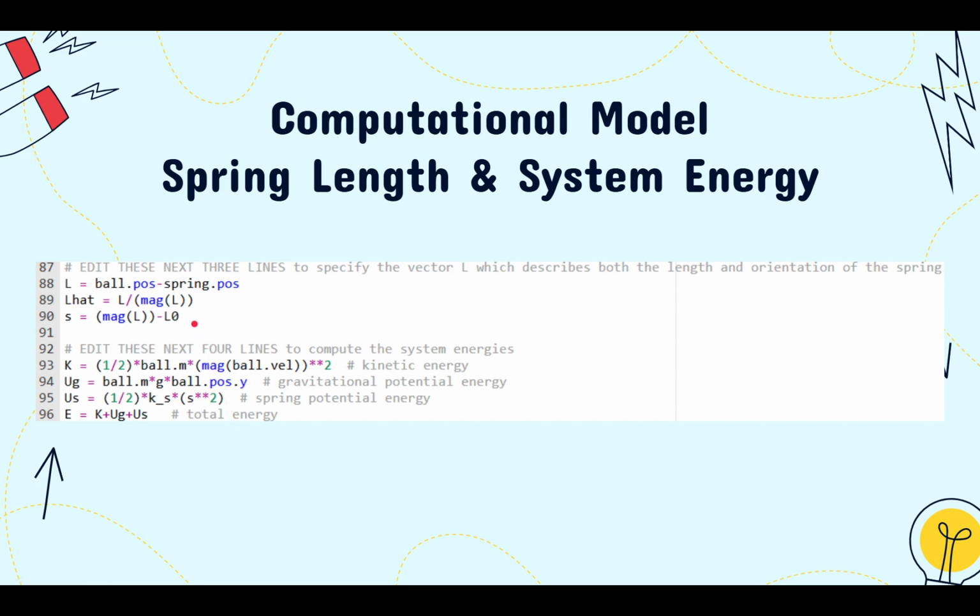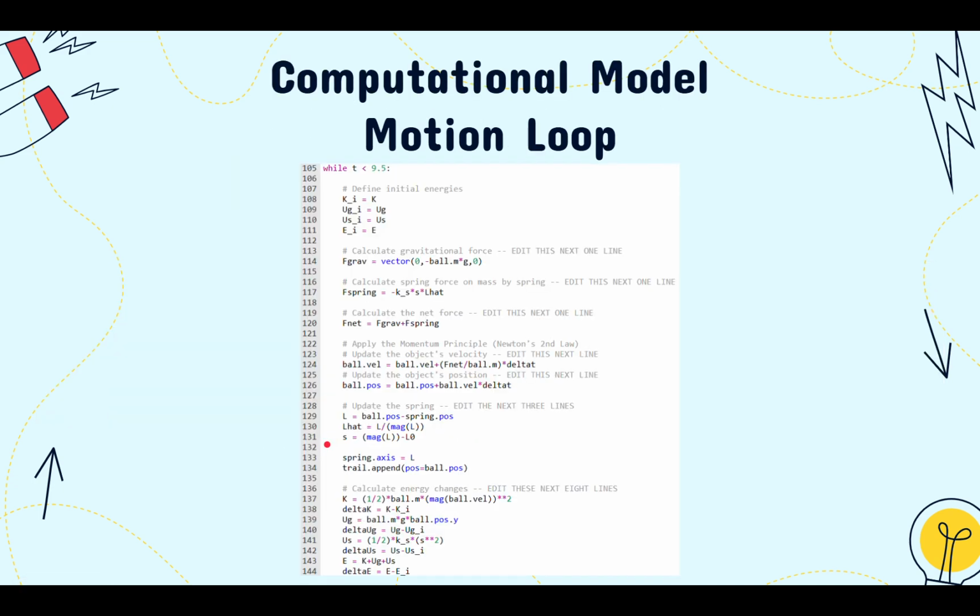For the spring length and system energy section of the model, the spring length is the difference between the ball's position and the spring position, with L hat being the quotient of L divided by the magnitude of L. The compressed length is defined as the magnitude of L minus the relaxed length, and the relevant energy formulas were applied to their corresponding energies. Whenever you sum kinetic, gravitational potential, and spring potential, you get the total energy of the system. The while loop then iterated through each time step, calculating energy changes.